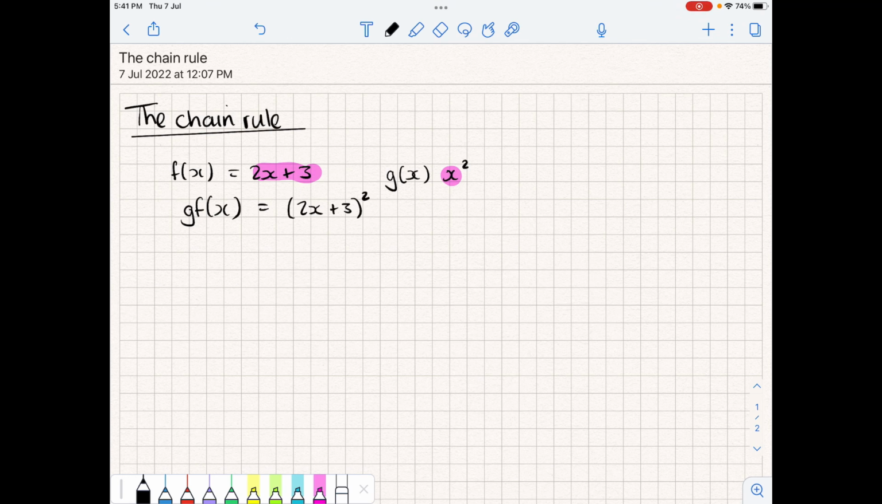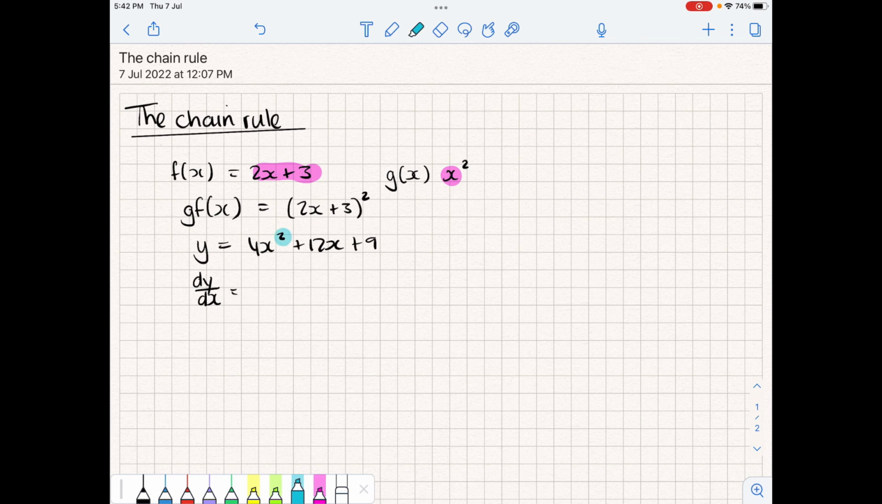Now, if we wanted to differentiate this new function, at the moment we don't have a technique for that. However, this is just a quadratic. We could very easily just expand this out. So for simplicity's sake, we can just change this into y equal to, and we can expand out and get 4x squared plus 12x plus 9. And so if we wanted to differentiate this with respect to x, in other words, we want dy by dx, we can just use the power rule.